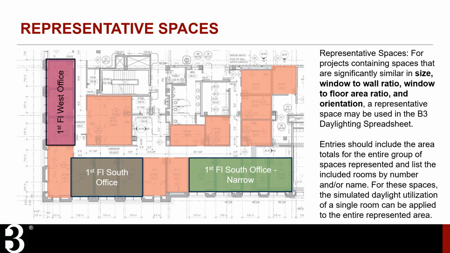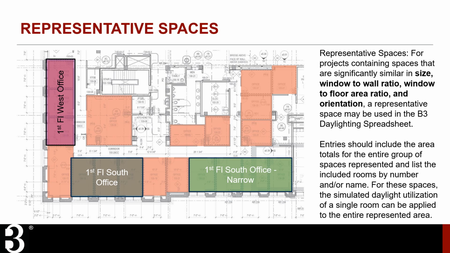Representative spaces can be used for rooms that are significantly similar in size, window-to-wall ratio, window-to-floor area ratio, and orientation. Here we've identified 3 groupings of similar spaces based on orientation, the depth of the room, and the window conditions.